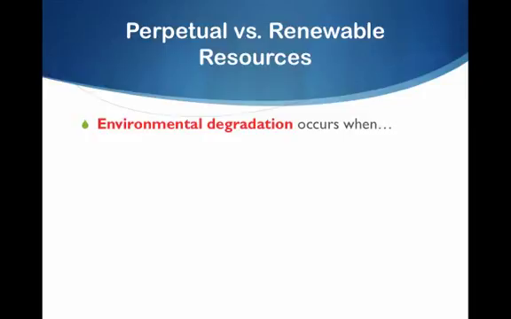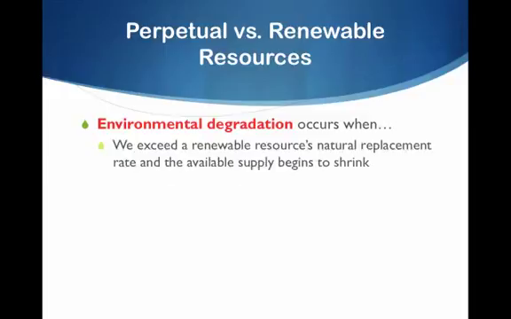That's where this term comes in, environmental degradation. This particular process happens when we exceed a renewable resource's natural replacement rate. So essentially, we're using these resources faster than they can be replaced, and the amount that's available decreases.